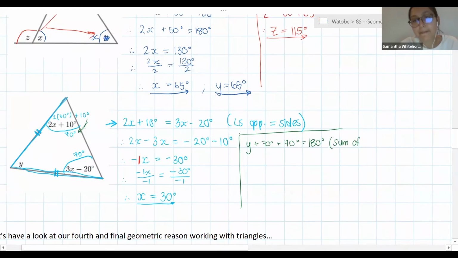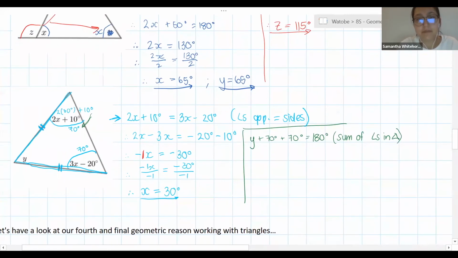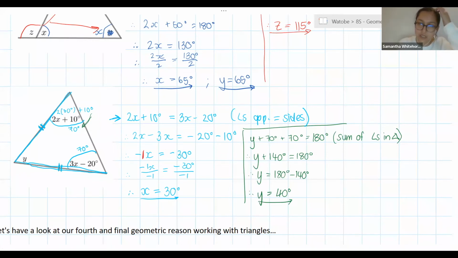Okay, so it's Y plus 60 plus 10 plus 90 minus 20 equals 180. Then it's Y plus 70 plus 70 equals 180, and it's Y plus 140 equals 180. Then it's Y equals 180 minus 140. And so what is Y equal to? Okay, Y is equal to 40 degrees because 180 minus 140 is 40.